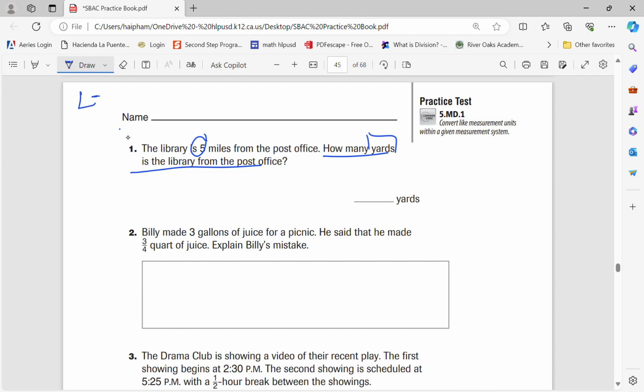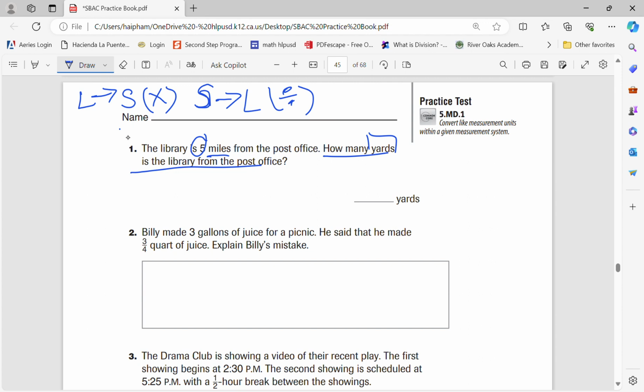When you are converting from a larger unit to a smaller unit, you should multiply. Large to small, multiply. And when you're moving from a small unit to a large unit, we need to divide. So large to small, multiply. Small to large, divide. Here we are converting 5 miles to yards, so we're going from a larger unit to a smaller unit.